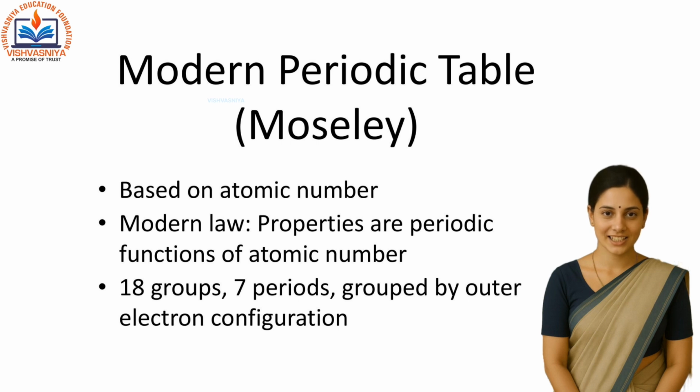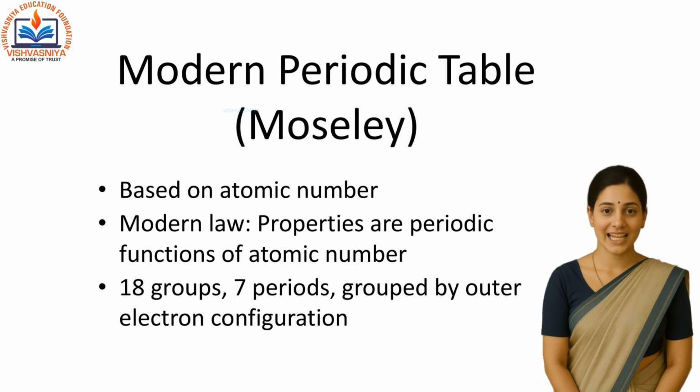In 1913, Henry Moseley changed the game. He arranged elements by atomic number, not atomic mass. This gave us the modern periodic law: properties of elements are periodic functions of their atomic numbers.